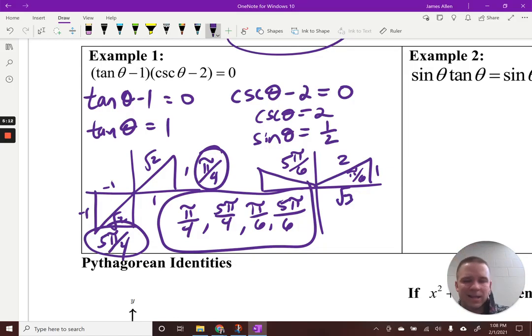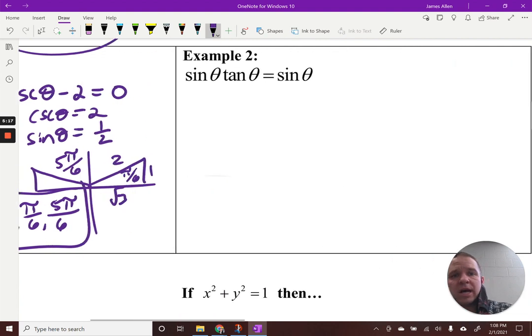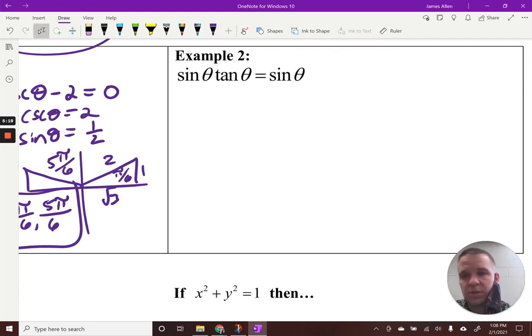All right. Now, if it's stated in like my math lab or something like that to list it in numerical order, you would need to do so. All right. Second example. Let's do it.